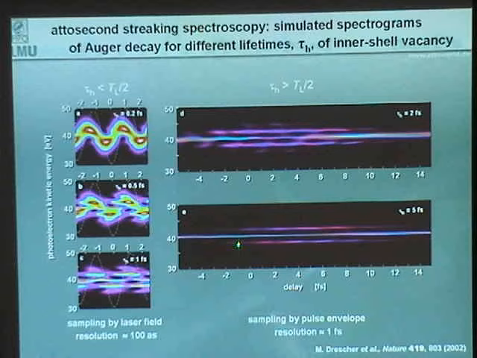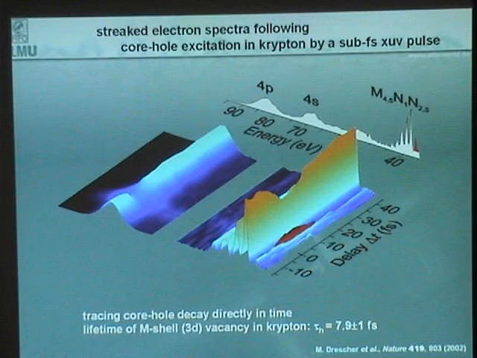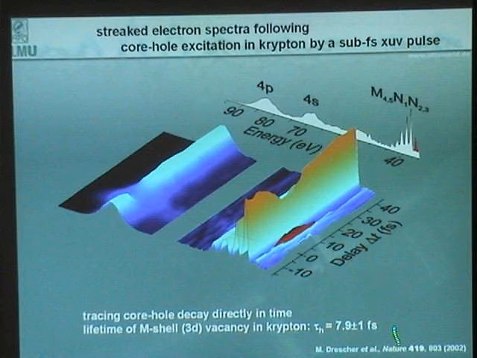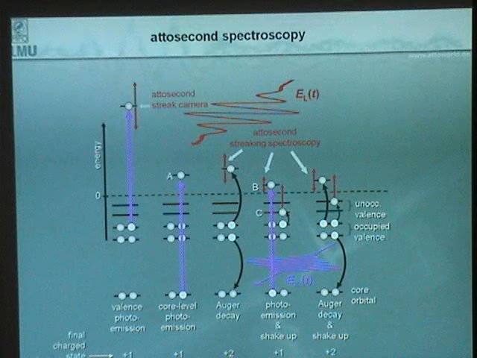And the appearance and disappearance of this sideband as a function of delay is the result of a convolution between the Auger emission process and the amplitude envelope of the laser pulse. So from just measuring the amplitude of the sideband as a function of delay and subsequent deconvolution, we can obtain the emission. And it is this regime where the first inner shell spectroscopic experiment has taken place, which yielded a lifetime of an M-shell 3D vacancy in krypton of about 8 femtoseconds. Of course, streaking is not only suitable for determining inner shell lifetimes.